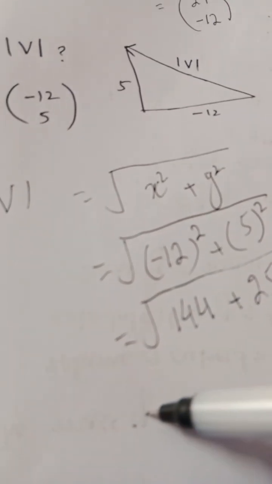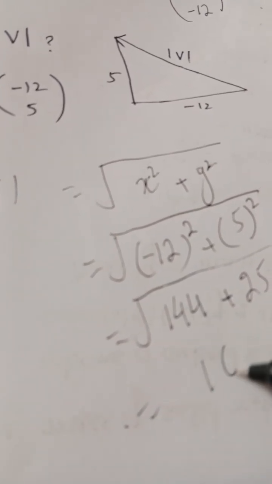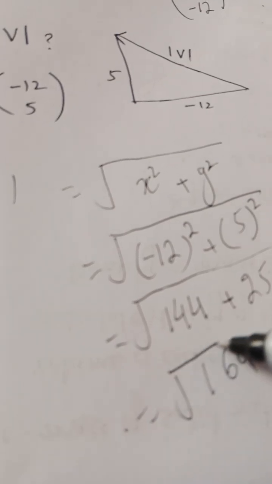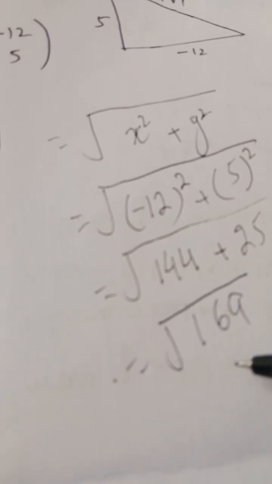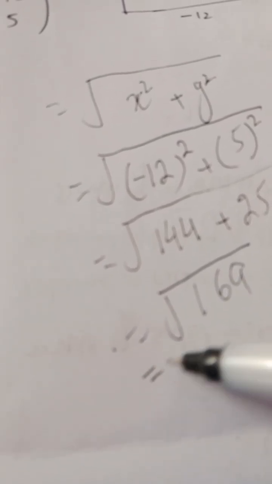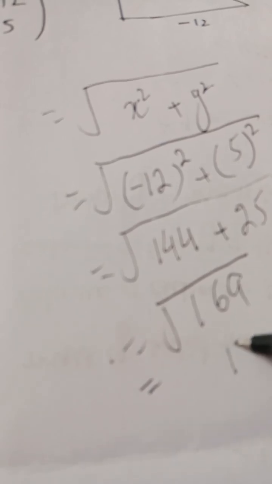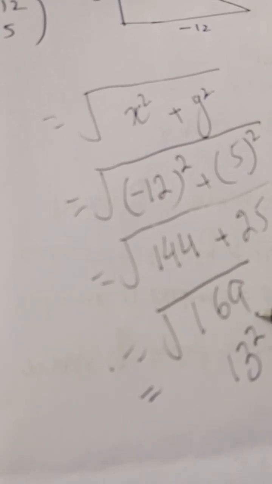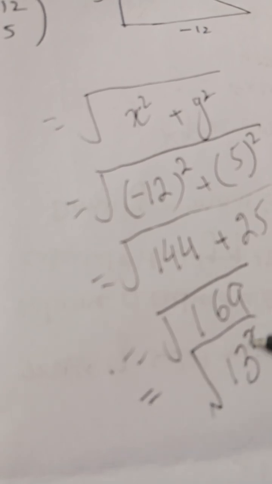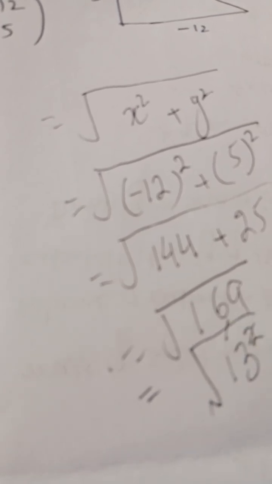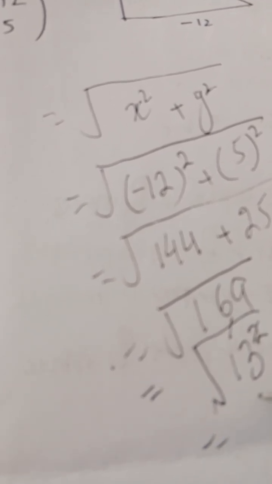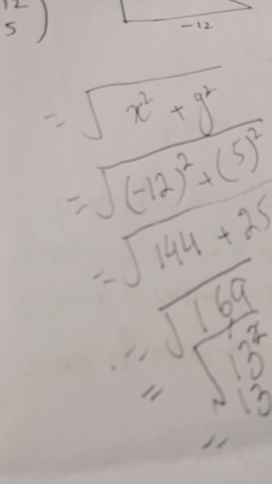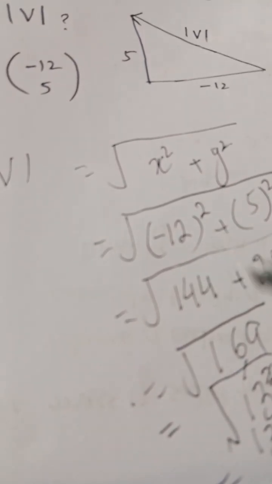Adding both we will get 169, and square root of 169 is equal to 13. We will write it 13 into 13, that is 13 square. Taking square root of 13 square, square will be cancelled by square root. So the left answer is 13. So magnitude of v is equal to 13.